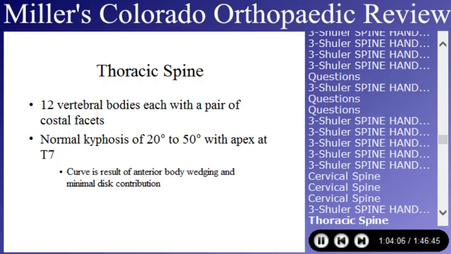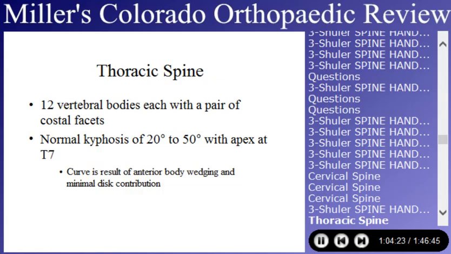12 thoracic bodies, with pericostal facets. Kyphosis is normal at 20 to 50 degrees, apex at T7. I have not really seen a test question on that, but I have seen a test question on the next point. Don't forget, in the lumbar spine, the lordosis is a lot of times due to your intervertebral disc and not the body.